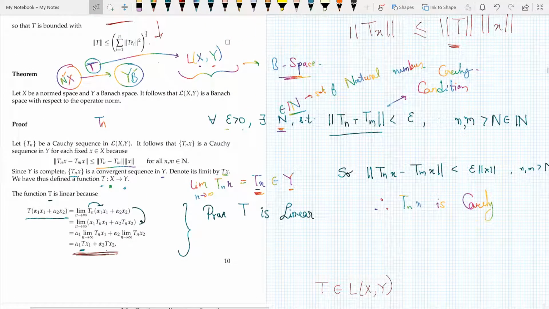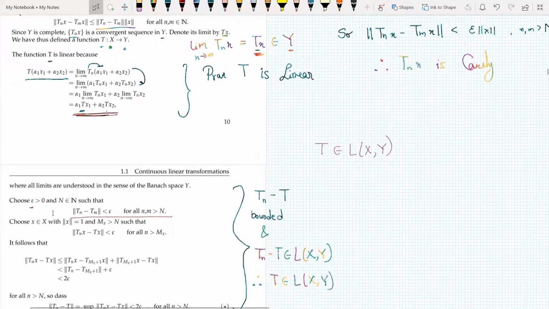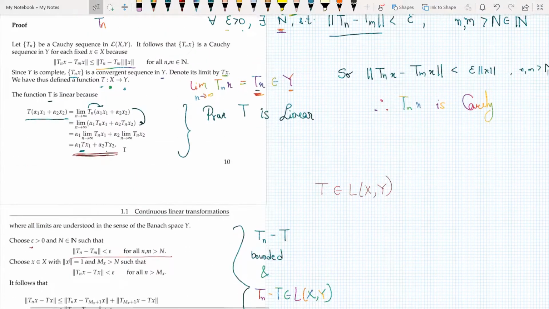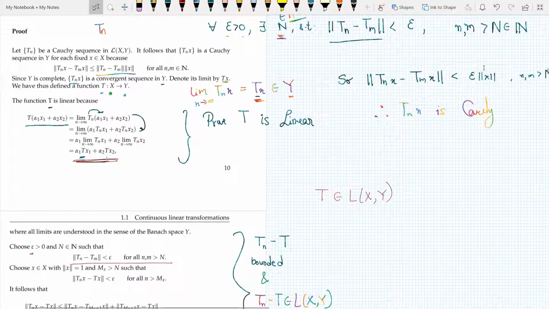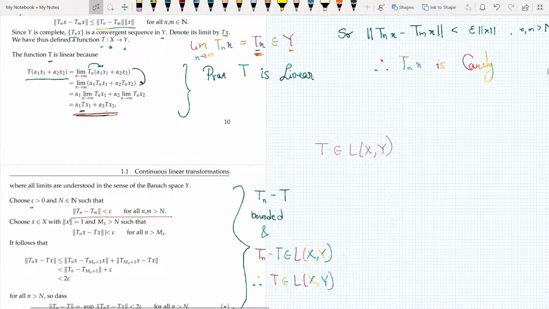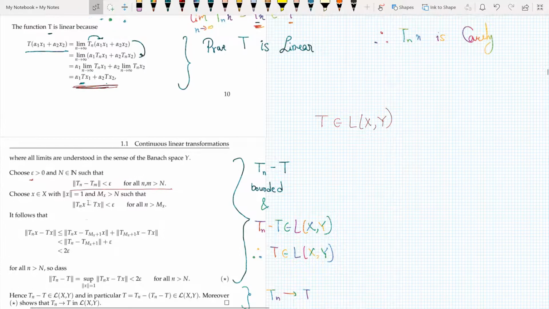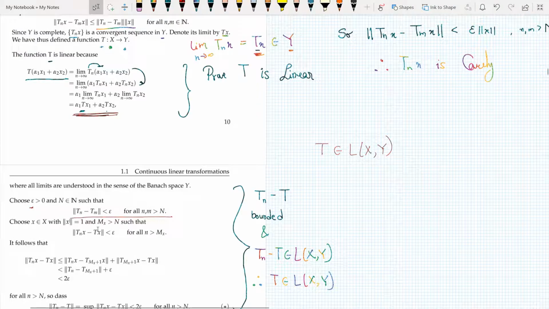This condition, because I took a Cauchy sequence. And now I choose my x belonging to my normed space X such that the norm of my small x is equal to 1. So here, if the norm of x is equal to 1, then the norm of Tn x minus Tm x is less than epsilon, which is exactly what's written here. And I take the limit as n tends to infinity this time. So rather than writing Tm x, I write Tx.